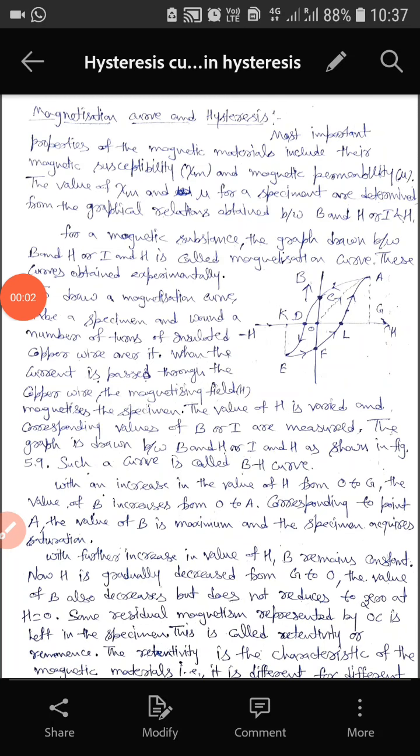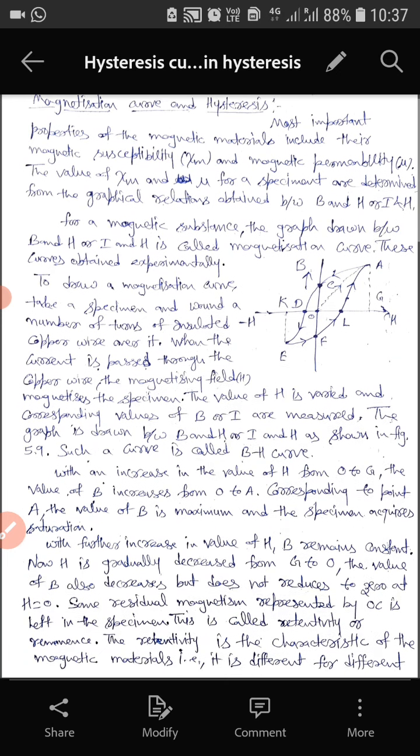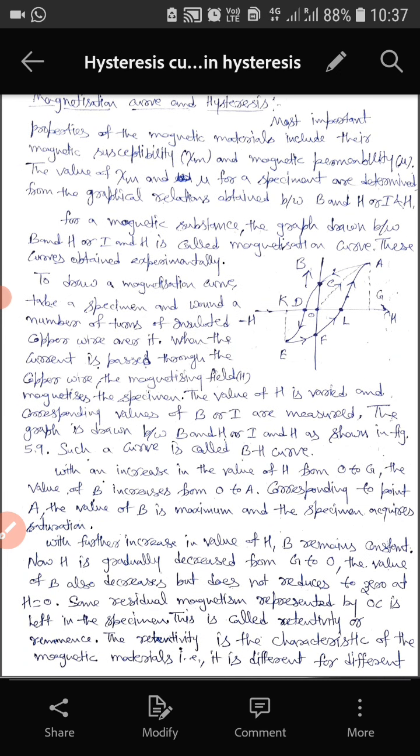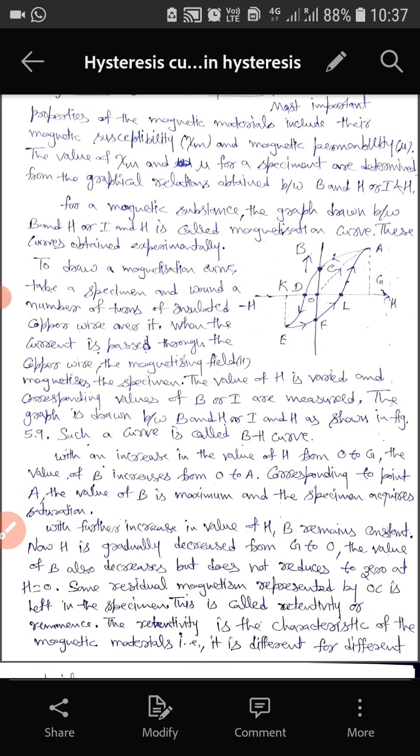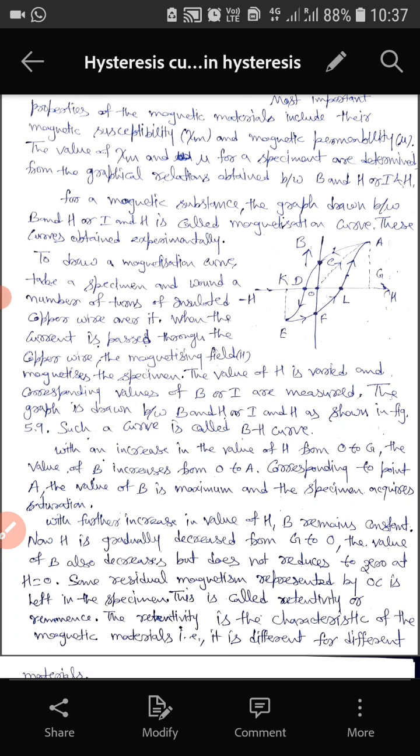Hello students. So today we'll start our next topic, which is magnetization curve and hysteresis. You might be aware of this phenomenon because it was part of your syllabus in 10 plus 2 as well. For any magnetic substance, the graph between B and H, or I and H, is called the magnetization curve, and this graph is always obtained experimentally.